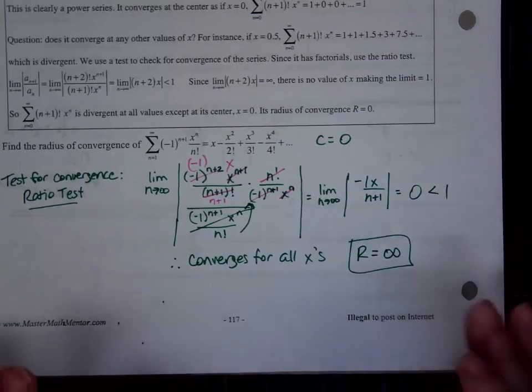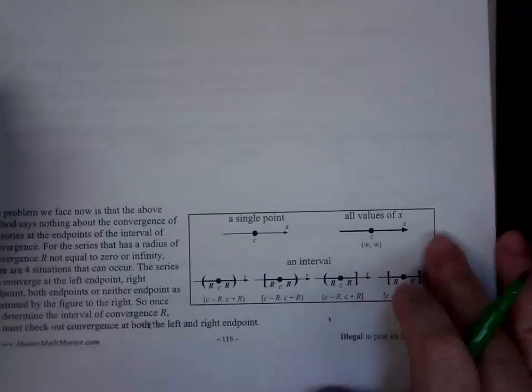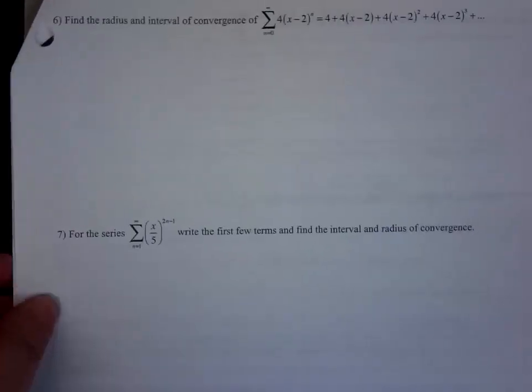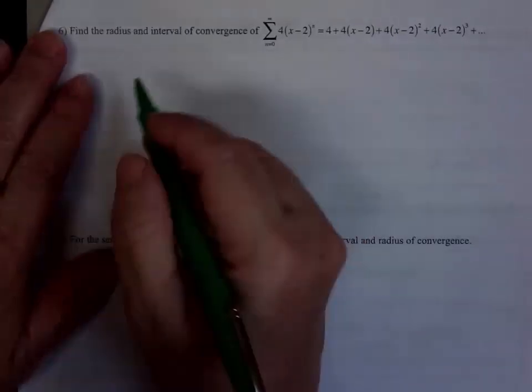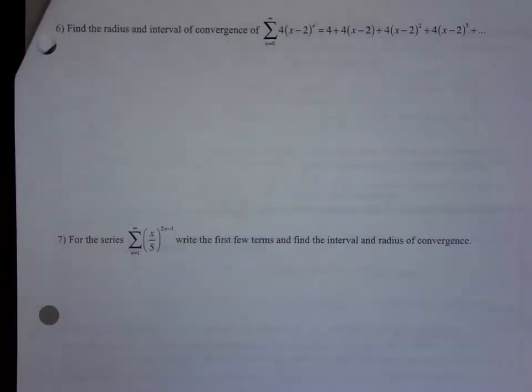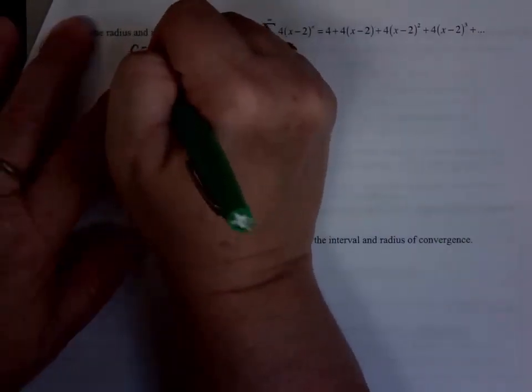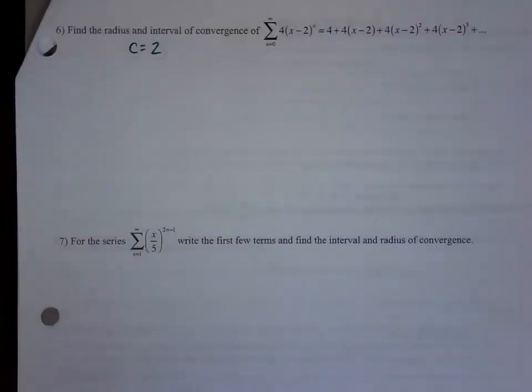Okay? Now, let's try another one. Look at number 6. Now, I wrote this actually a page early, but that's okay. Find the radius and the interval of convergence for this. So, what is C? C is 2 this time. Last time C really didn't mean much because the radius was infinity. When the radius is not infinity, that's when C comes into play.